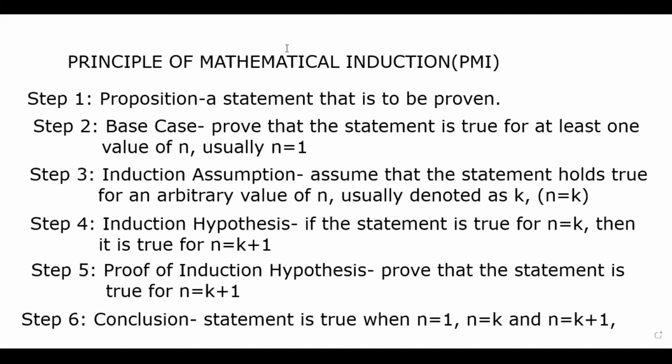Step 3, induction assumption. Assume that the statement holds true for an arbitrary value of n, usually denoted as k. That means n is equal to k. Step 4, induction hypothesis. If the statement is true for n equal k, then the statement is true for n equal k plus 1. Step 5, the proof of an induction hypothesis. So now we need to prove that the statement is actually true for n equal k plus 1. And then step 6 is our conclusion. So the statement is true when n equal 1, n equal k, and n equal k plus 1.